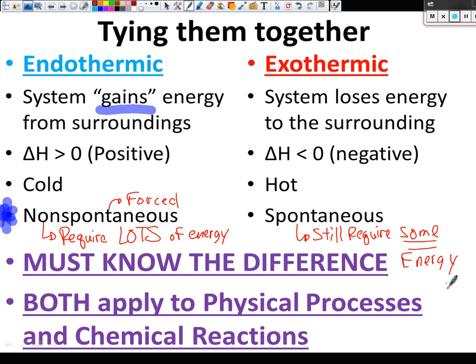Okay? Now, an exothermic system loses energy to the surroundings. This delta H is less than 0. So just in case you happen to see it from that perspective, that's what it means. The delta H is negative. Again, it could get hot, but it's all based on perspective, and it is spontaneous. Again, do spontaneous things still require energy? Yes, go ahead.